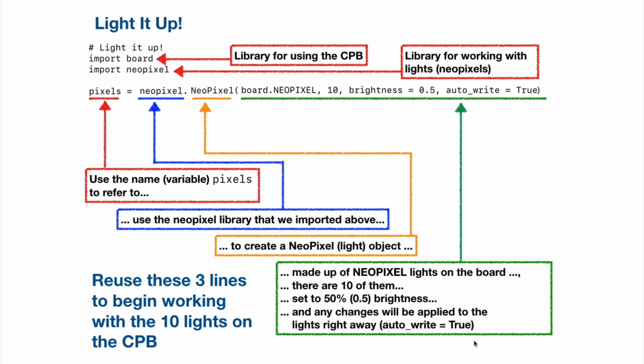Now that's a gnarly bit of code, but here's the good thing. Whenever you want to work with lights on your Circuit Playground Bluefruit, just copy these 3 lines of code, paste them into your code, and you can reuse them over and over again. As long as you're setting things up the same way, you can use this almost like a software Lego.